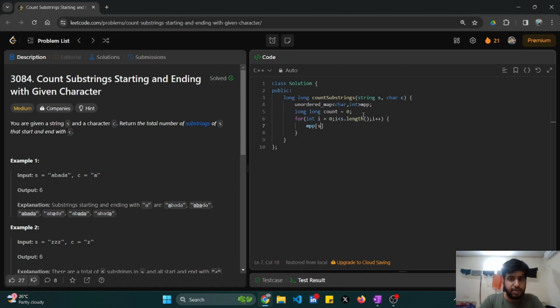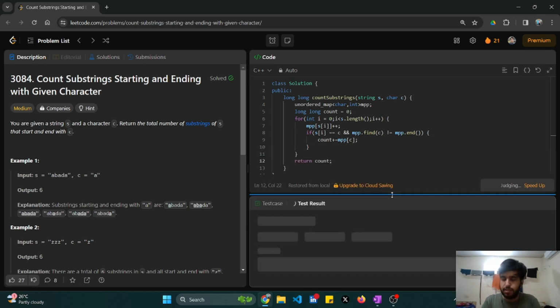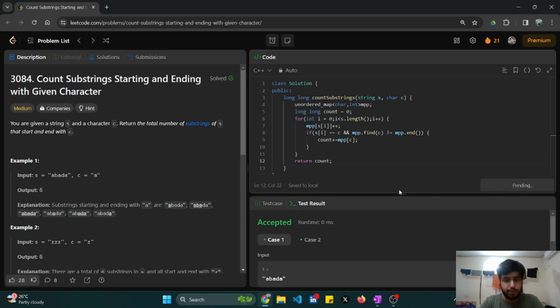First, I'll increase the occurrence of the character that I'm currently on. And if s of i is equal to the element that I'm looking for, and it is present in the map, I'll increase my count by the number of times it is present. At last, I'll just return my count. Let's try to run it. Yes, it ran. I'll try to submit.